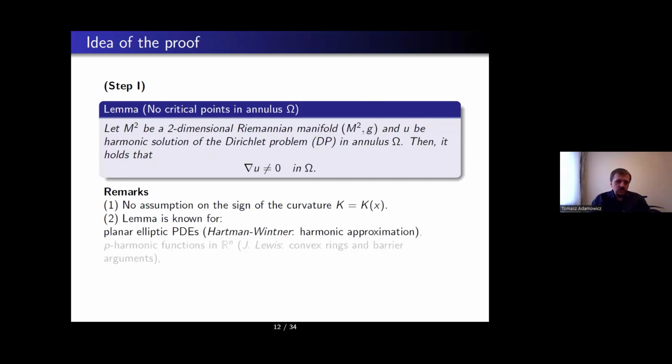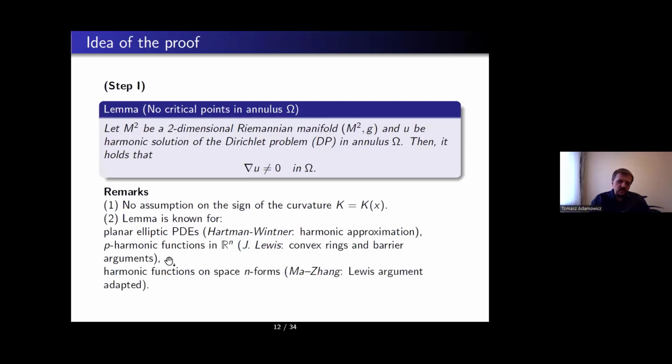This lemma is widely known in the literature. For example, for planar elliptic PDEs, it's due to Hartmann and Wintner, who were using harmonic approximation. For p-harmonic functions in the Euclidean setting, it's due to John Lewis, who studied it on convex rings and used barrier arguments. And in the setting of manifolds, in the special setting of n-forms, for harmonic functions it is due to Ma and Zhang, who adapted Lewis's argument.